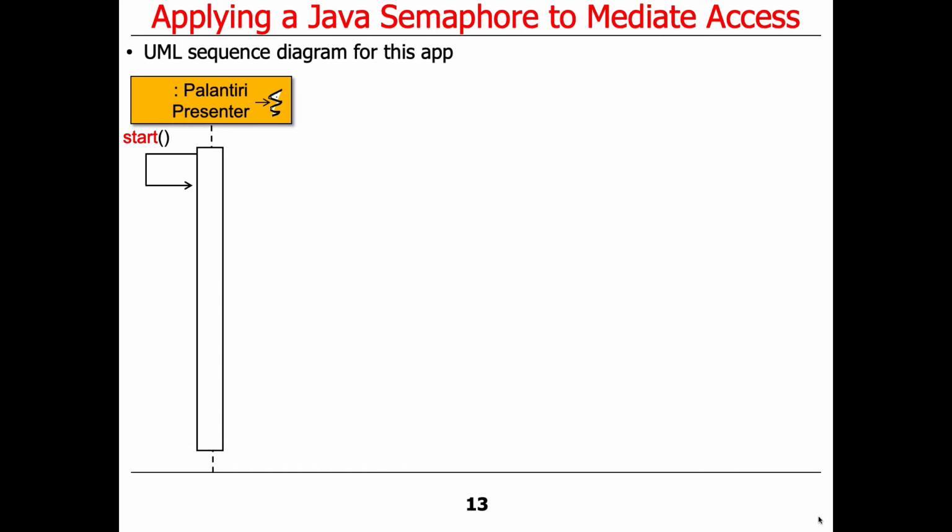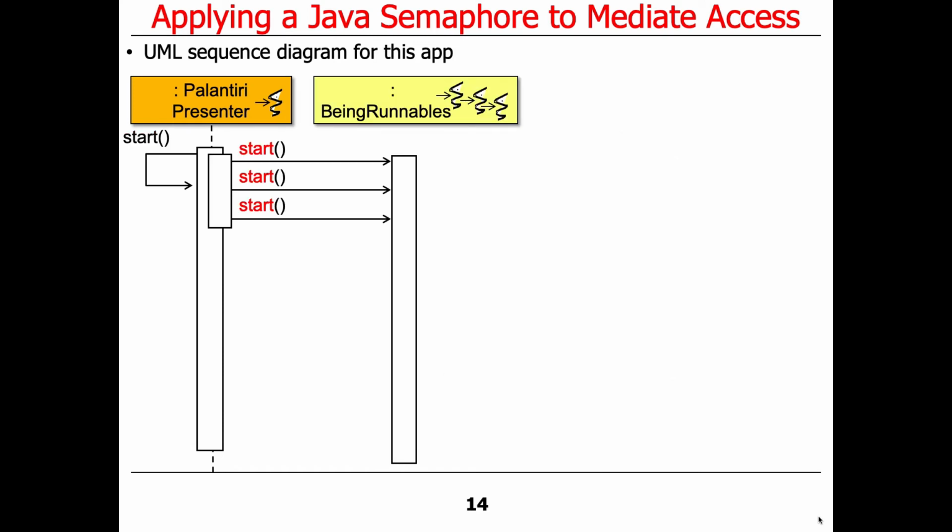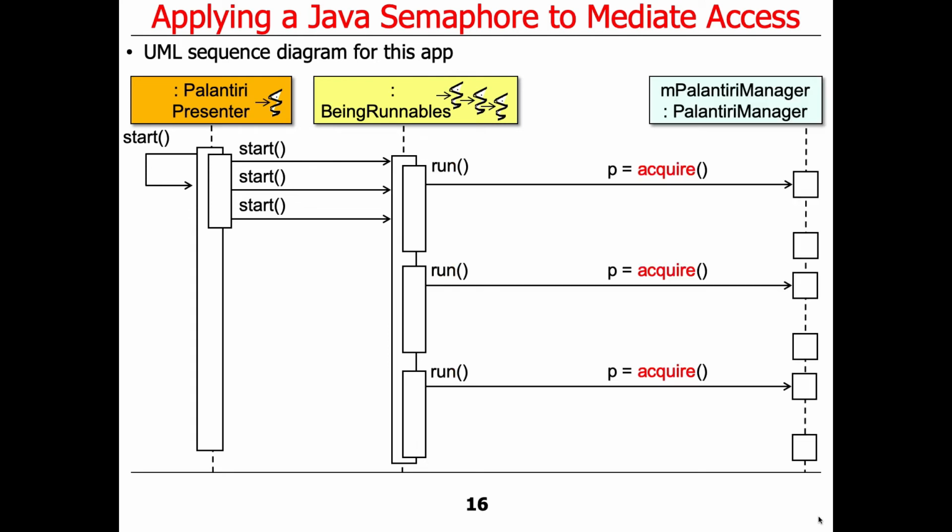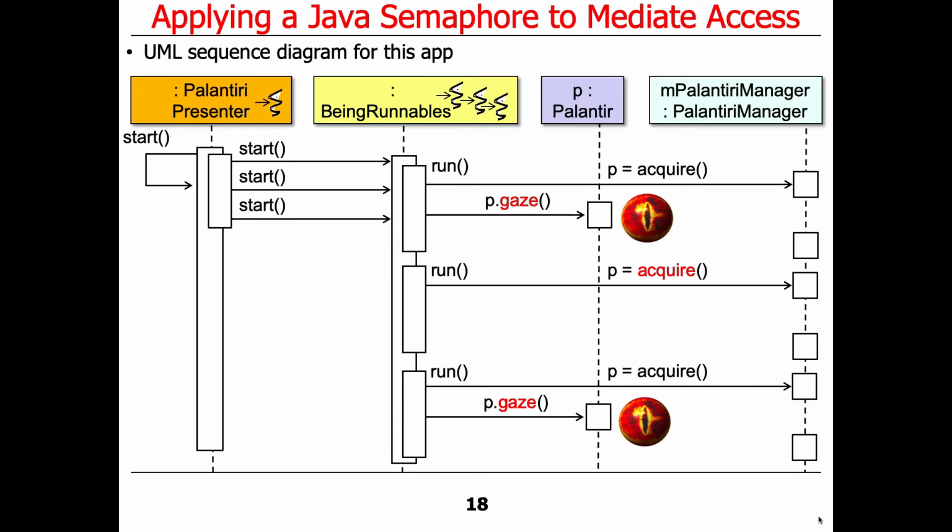So the way this works is the GUI starts up a thread, and then that thread starts up a bunch of other threads. This is what your program did in assignment 1A, of course. They go ahead and run, so the run hook method on each of these things is called, and then they go out and they try to acquire Palantir from the Palantir manager. They each call acquire. Let's say the value is 2. So these 2 guys get a Palantir. This one has to block and wait.